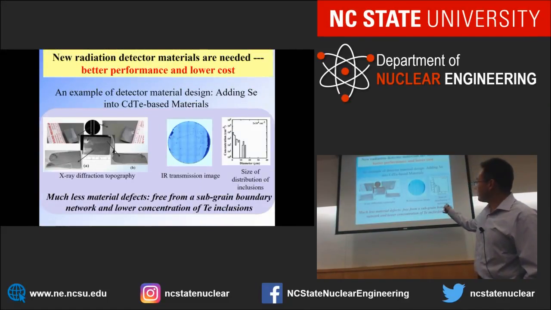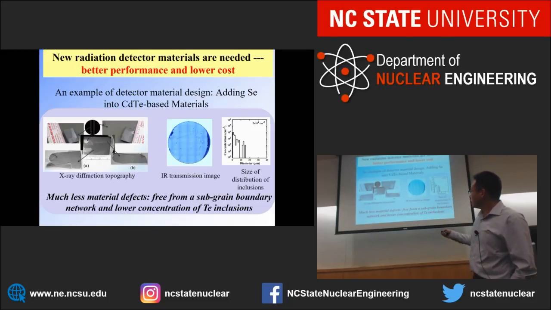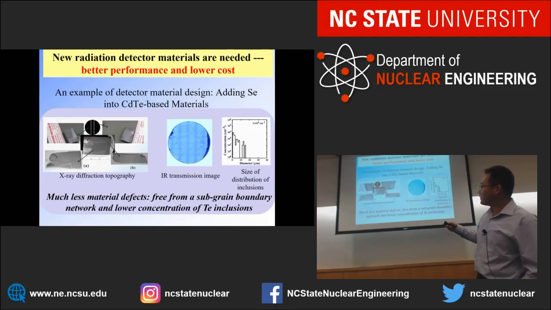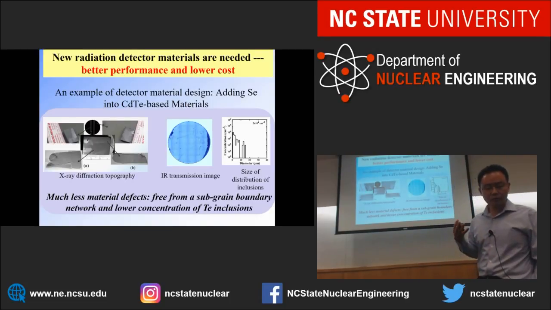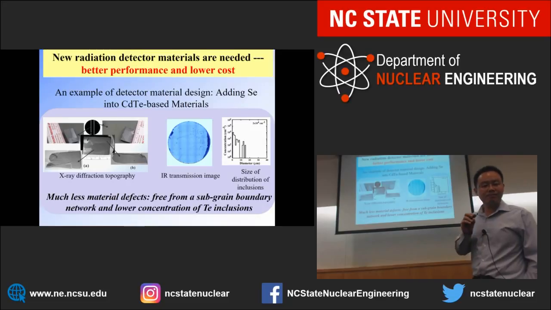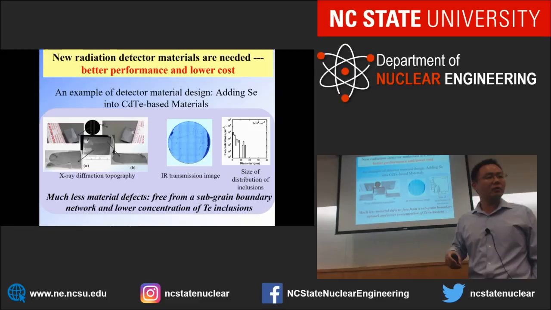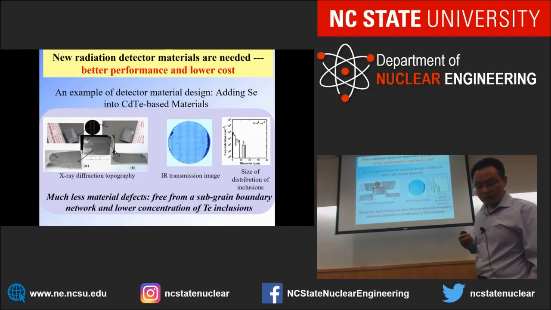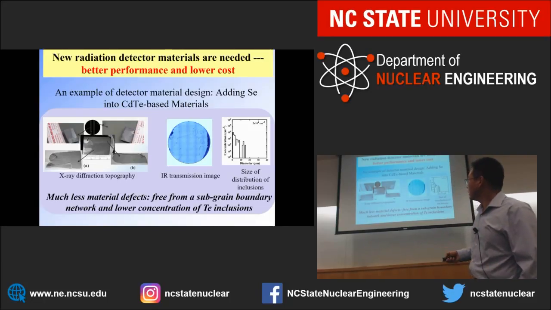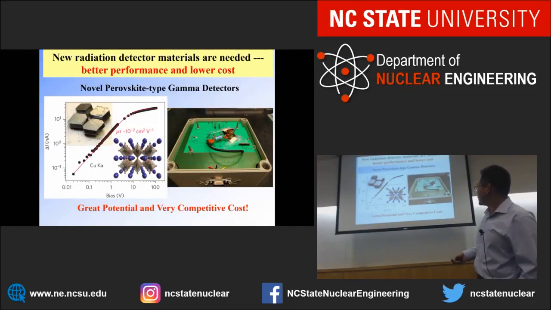An example is this compound semiconductor material. Our goal is to get better performance with a lower cost, because if you want to really put your study into application, you do want a reasonable and lower cost. That's one of our goals. And an example is this perovskite type gamma detector.